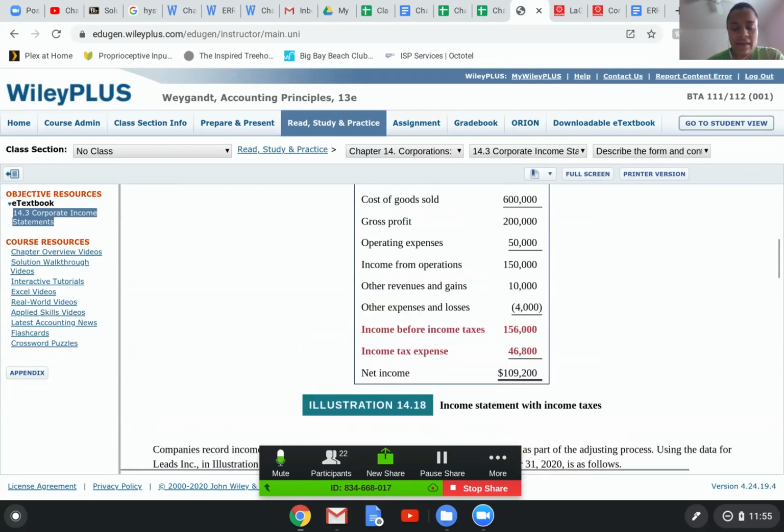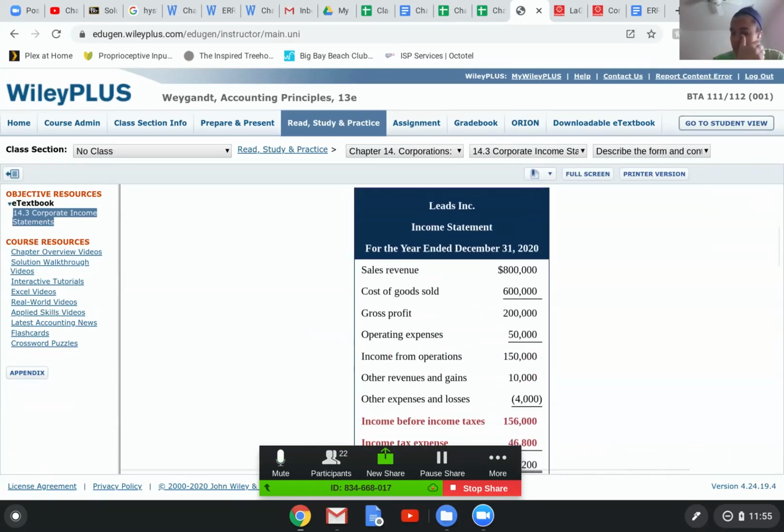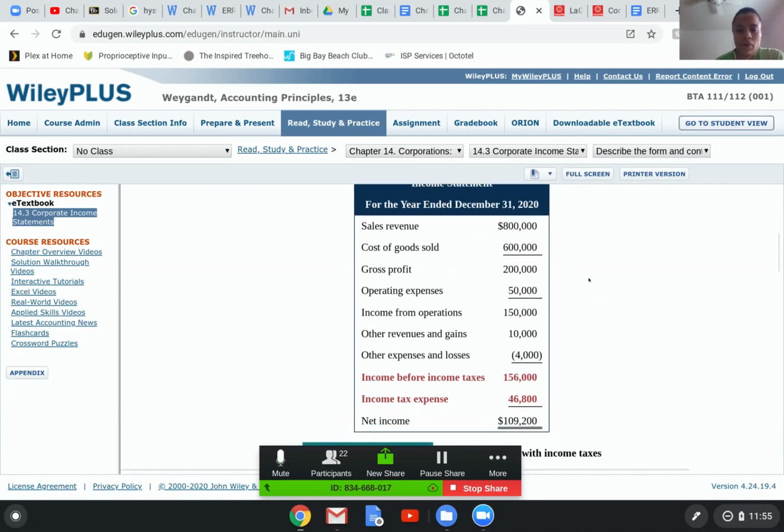So as an example here, you can see illustration 14.18, the income statement. It's a typical financial statement: the name of the company, the name of the statement, and because it's an income statement, it's going to be for a period of time. So it's for the year ended December 31, 2020. And then you start normally with revenue, and this is what I mean by multi-step, because the multi-step income statement also deducts cost of goods sold.